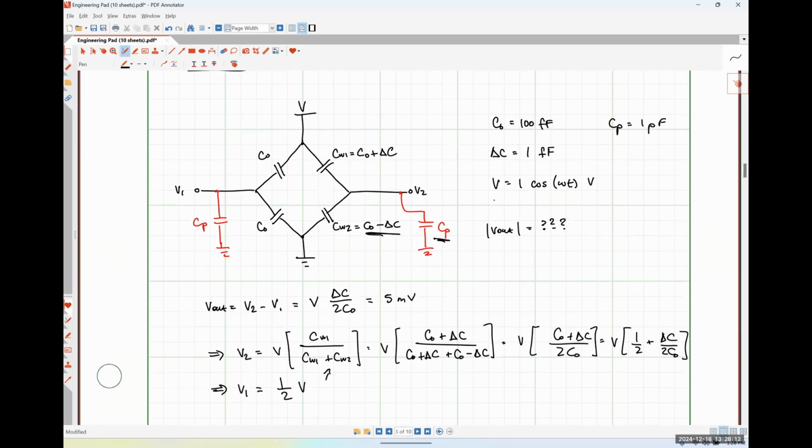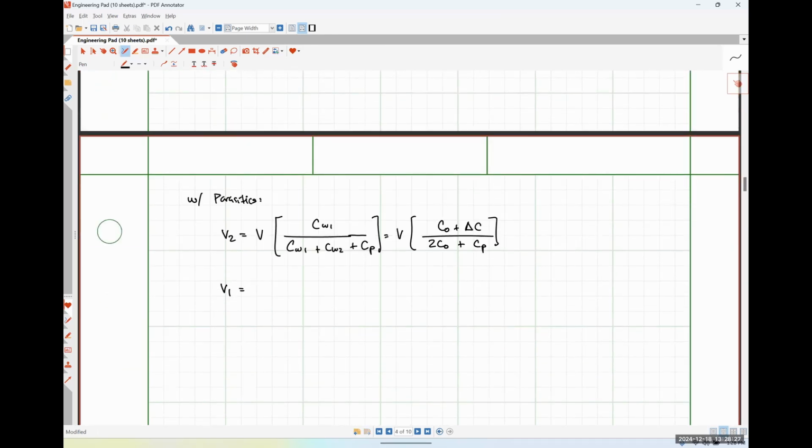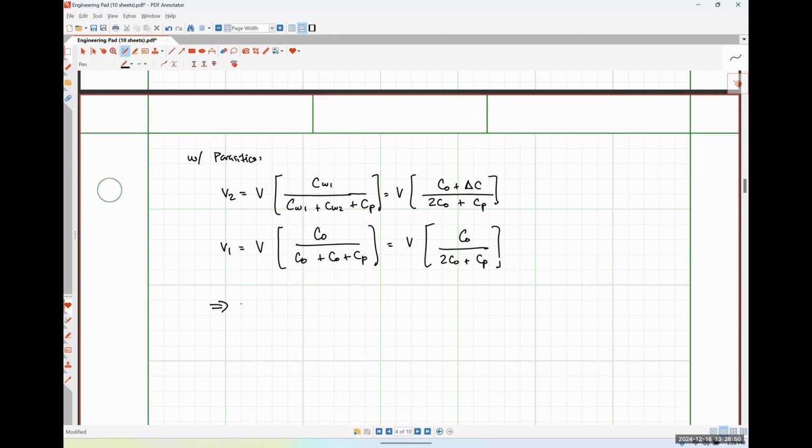V1 is no longer going to be exactly 1/2 of V, because the voltage is no longer going to divide evenly because the capacitances aren't even, right? So we're going to have the capacitor on top, which is C naught, and then we're going to have C naught plus the capacitance on bottom, which is C naught plus CP, or V times C naught over twice C naught plus CP. So that when we take the difference of these two things, we're only going to be left with V times delta C over twice C naught plus CP.